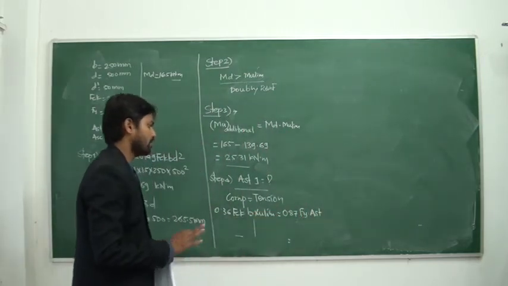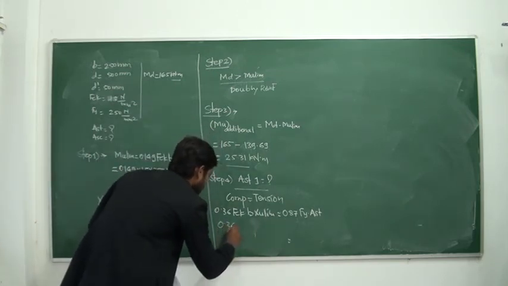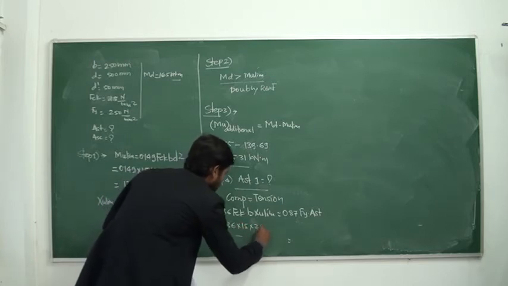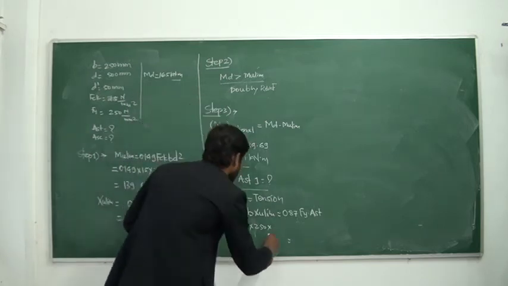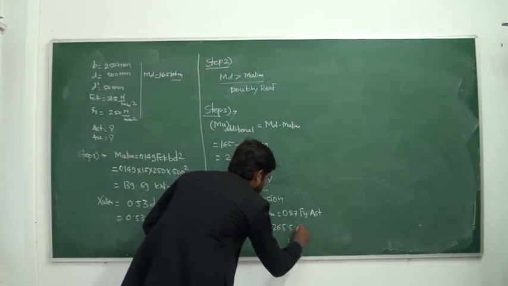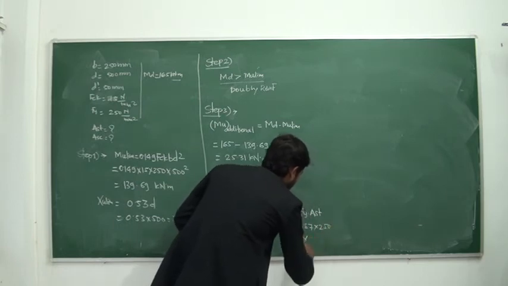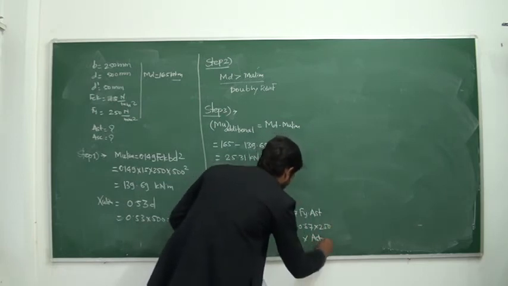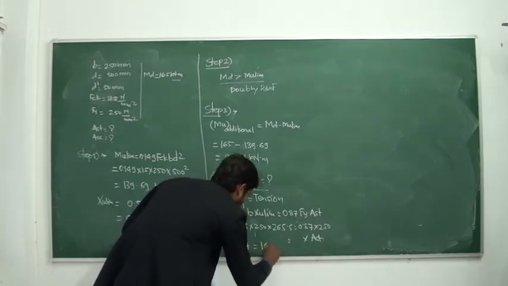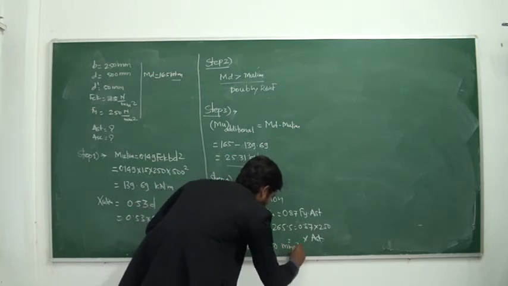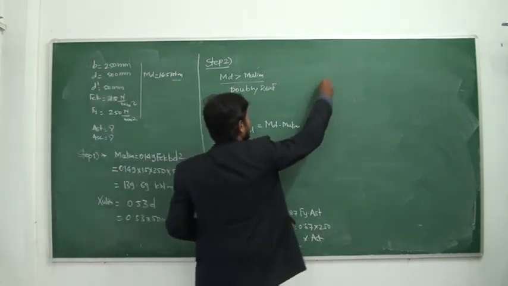So this XU value will be XU limit, and tension is equal to 0.87 Fy into AST. I will substitute all the values. So now 0.36, FCK is 15, B is 250, XU limit is 265.5, equal to 0.87, Fy is 250, and AST is to be calculated. If you solve this, you will get the value of AST as 1650 mm².